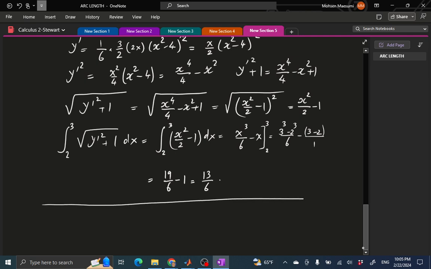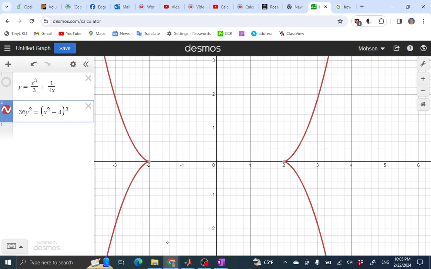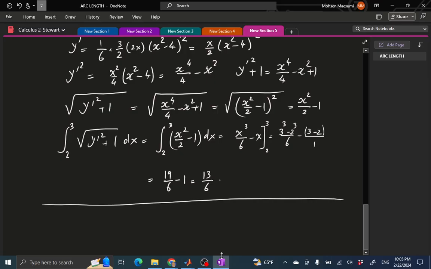So the length of the curve, we had it here, I guess, is that right? We said it's going from 2 to 3. This length, we found it to be 13 over 6.